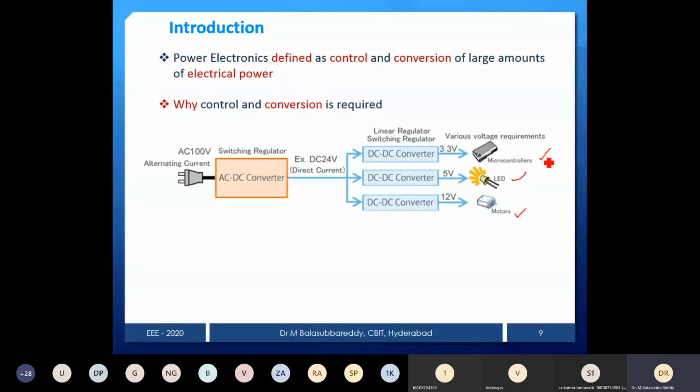Let's see that. Say 10 volts AC is available. Use the diode rectifier. What will it do? What is the function of a diode rectifier? I already explained all the controllers' functions.